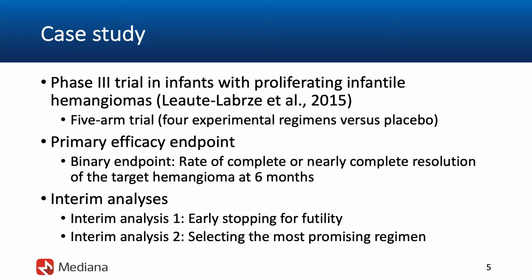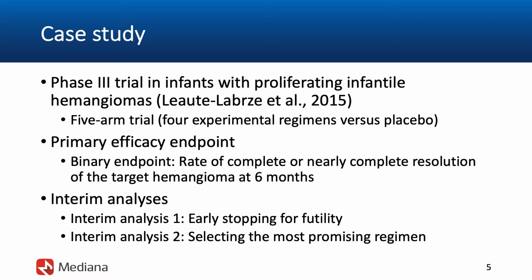The trial sponsor was planning to study the effects of 4 different dosing regimens versus placebo. Those were 2 doses of propranolol with 2 different treatment durations. And we will refer for simplicity to those dosing regimens as regimens 1, 2, 3, and 4. The primary efficacy endpoint in this trial was a binary endpoint, which was defined as improvement versus lack of improvement based on clinically relevant considerations.